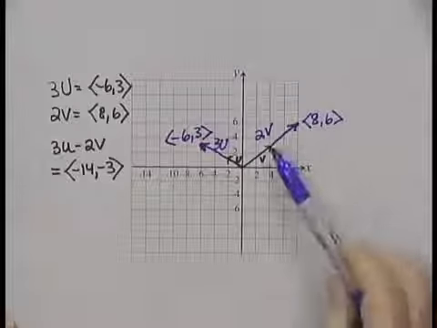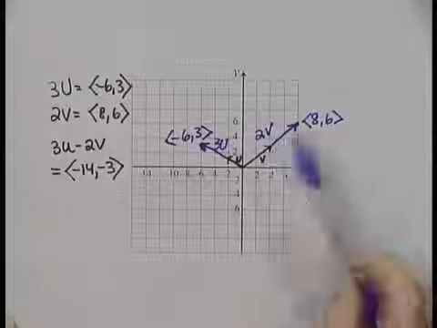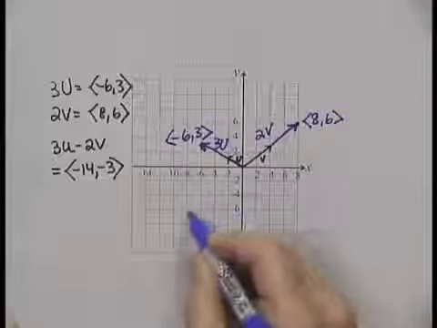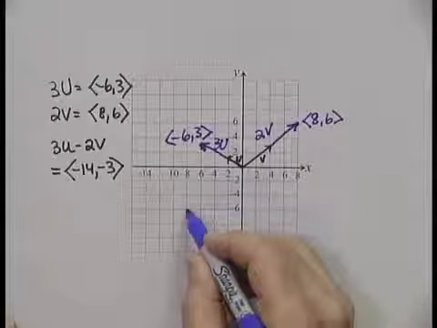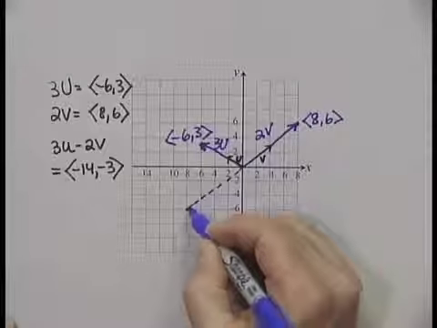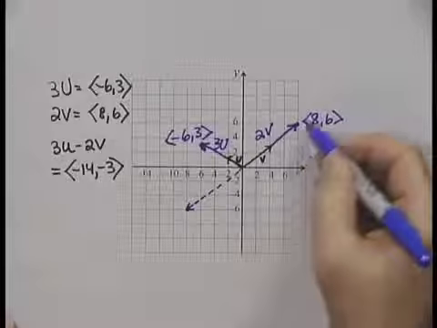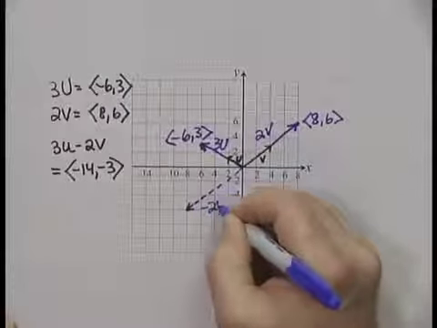Now, the vector that's represented by subtracting 2v, or in other words, negative 2v, would be the vector that would go down to negative 8, comma, negative 6. So that would be this vector. Let me draw that in dashed. But again, notice it's the same length as 2v, but going in the opposite direction, negative 2v.